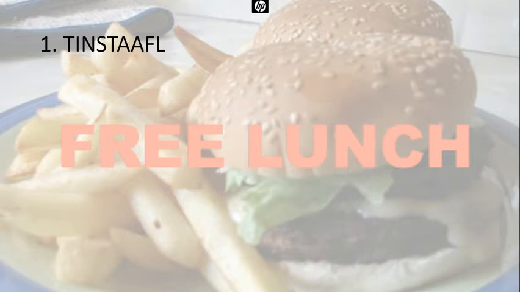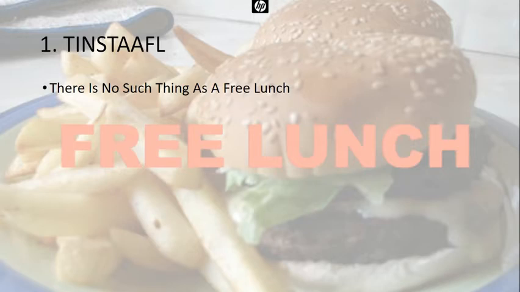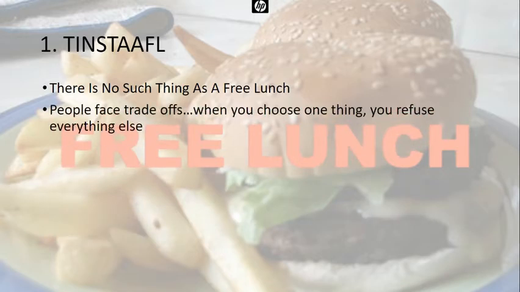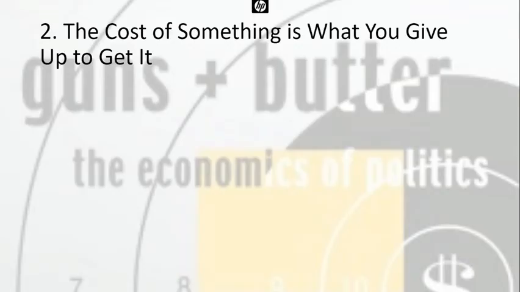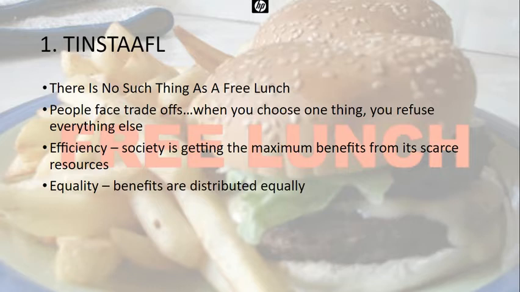So the first principle of economics is TANSTAAFL: there is no such thing as a free lunch. Basically saying that we all face trade-offs. When you choose one thing, you refuse something else. So to choose is to refuse. How are we getting the maximum benefits from our scarce resources? What are we doing with these scarce resources? Let me go back. So the idea of efficiency and equality are all part of this.